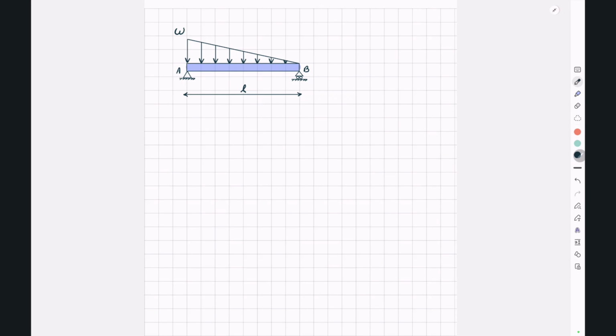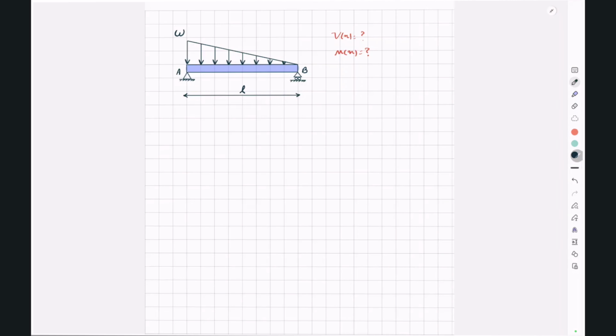Now in this video, we are going to analyze the same simply supported beam with a length of L, but this time we have a triangular distributed load with the maximum magnitude of W and a minimum magnitude of 0, and we want to determine its Vx and Mx and draw the shear force and bending moment diagrams. Alright, let's solve this question together.